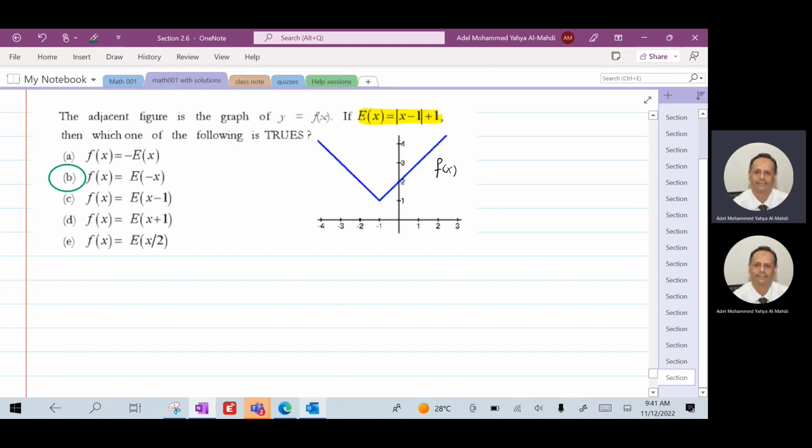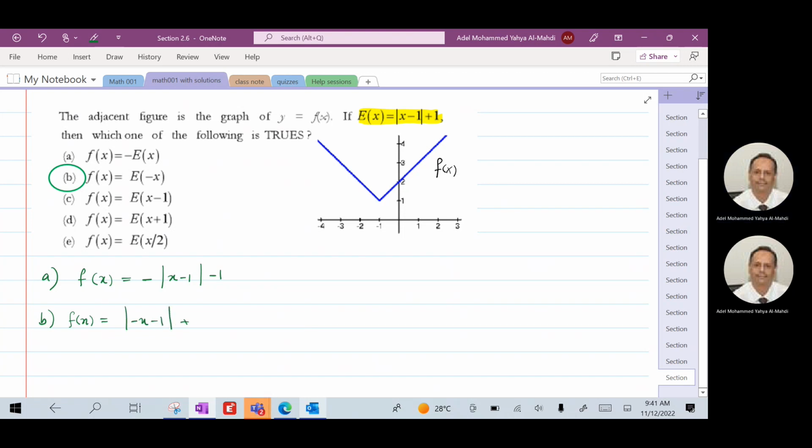So to solve this question, I will simplify a, b, c, d. If you simplify a, f at x is minus e. So what is minus e? Go to e and multiply it by minus 1. It will be minus the absolute value of x plus 1. b, f of x is e at minus x. We change every x by minus x. So it is going to be minus x plus 1.